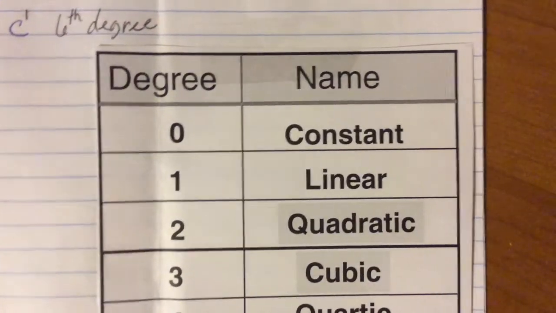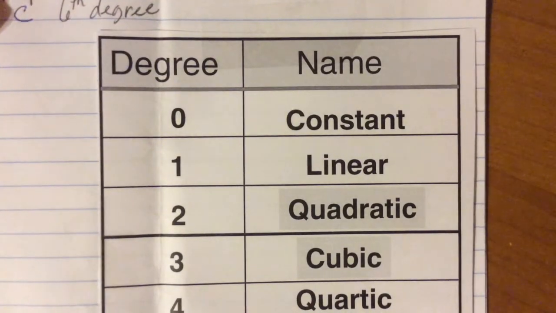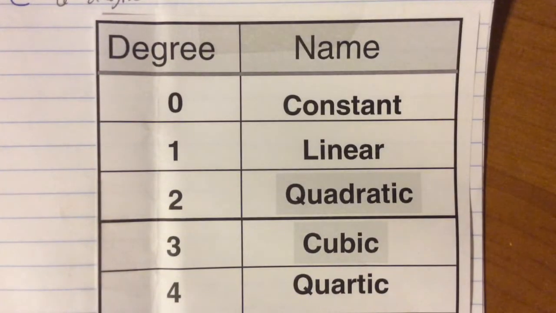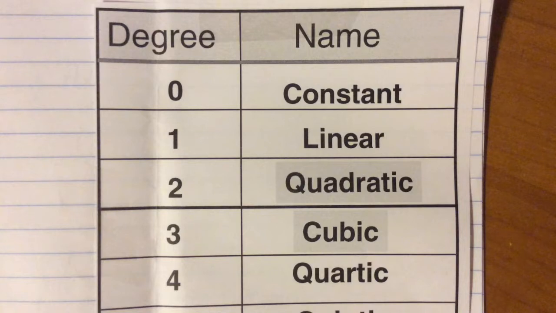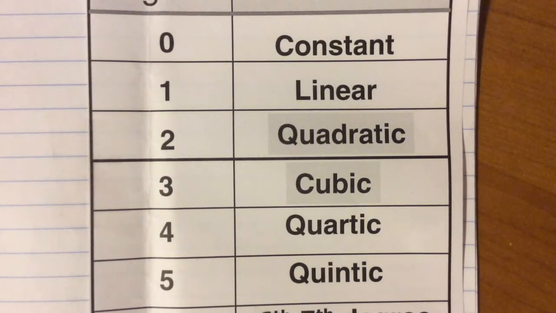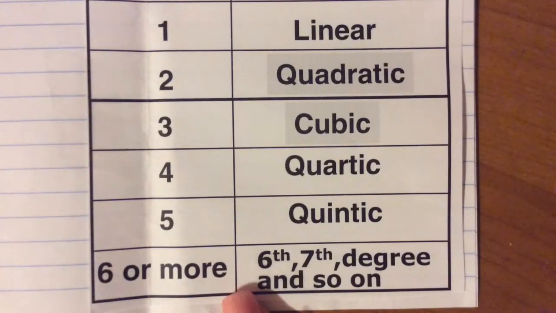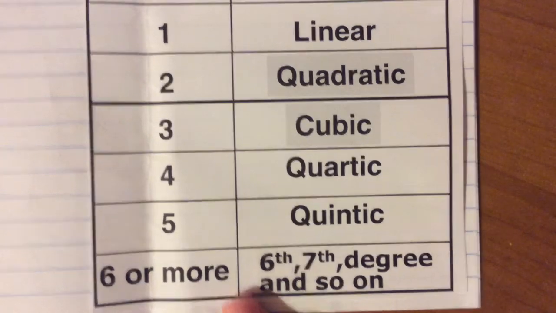First, you'd have a 0, which we've already said was constant. If it's a 1 degree, it's a linear. If it's 2, it's quadratic. If it's 3, it's cubic. Then you see 4, which is quartic. And then you have 5, which is quintic. And then if you have 6 or more, you just name it by 6th, 7th degree, and so on.